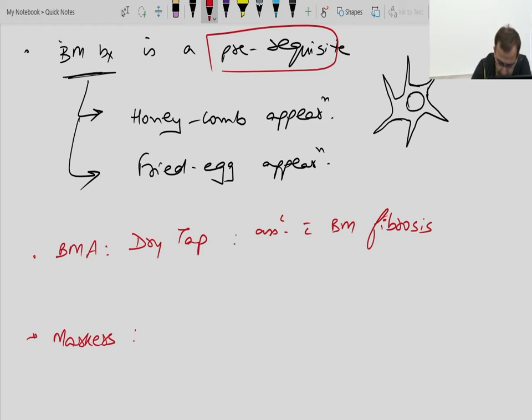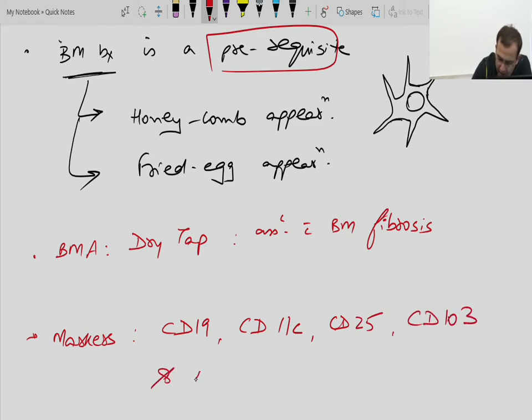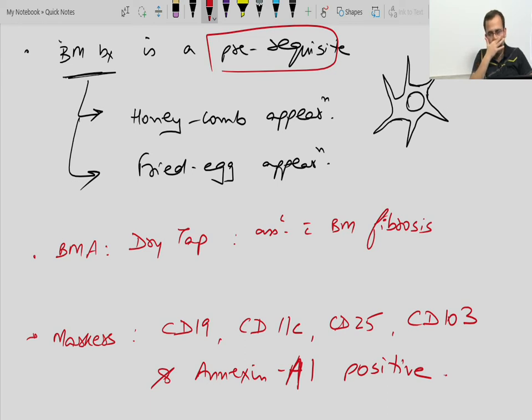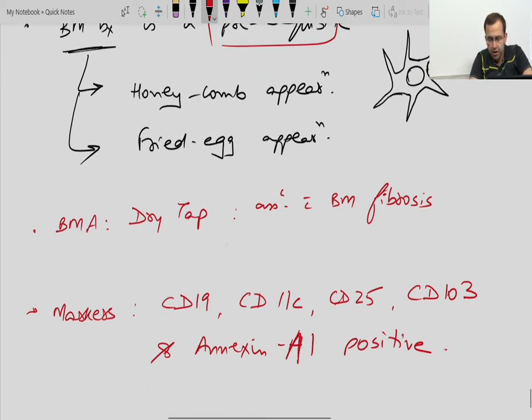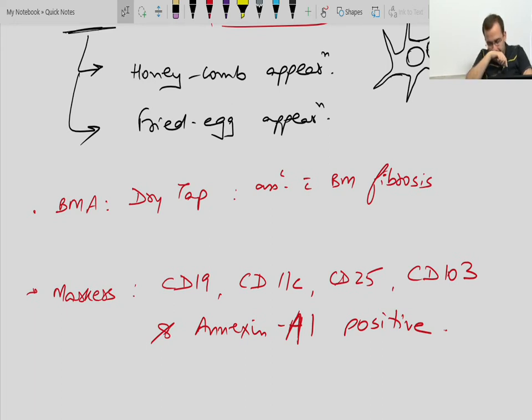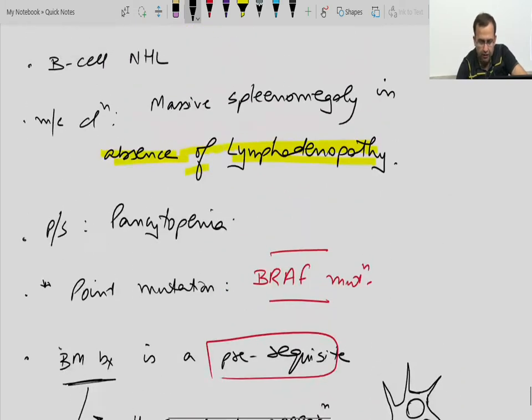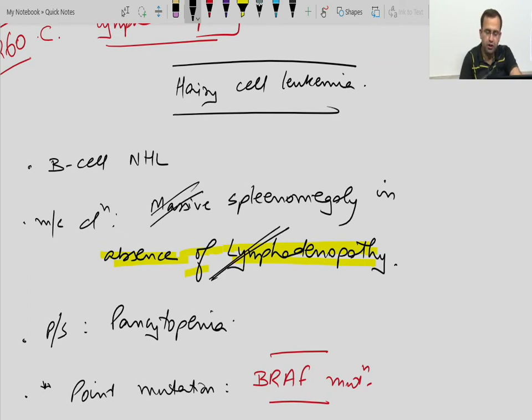Last point, markers in hairy cell leukemia. They are CD19 positive, CD11C, CD25, CD103, and Annexin A1 positive. Has to be remembered. Important. So bone marrow biopsy, honeycomb or fried egg appearance. Bone marrow aspirate is a dry tap. Markers were, obviously it is a B cell neoplasm, so CD19 would be positive. Others are CD11C, CD25, CD103, and annexin A1. Massive splenomegaly in absence of lymphadenopathy. This is hairy cell leukemia.